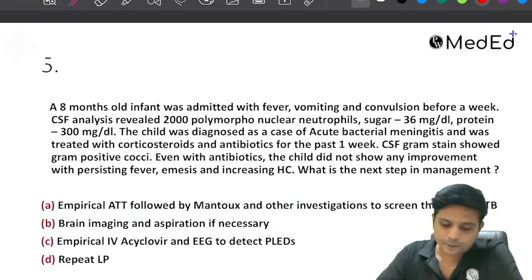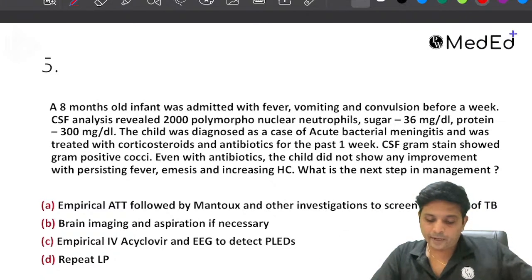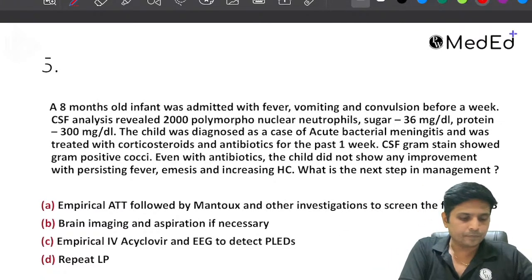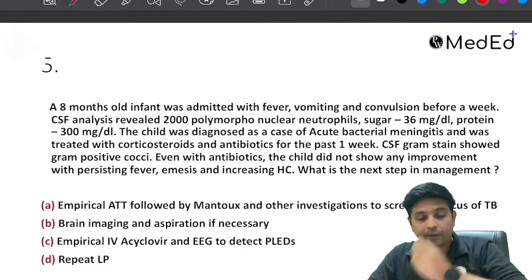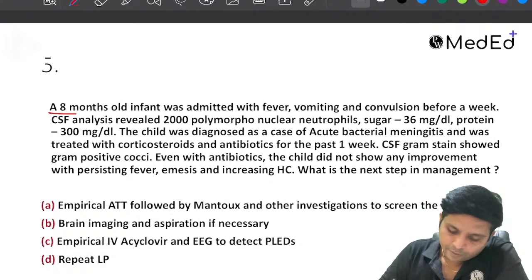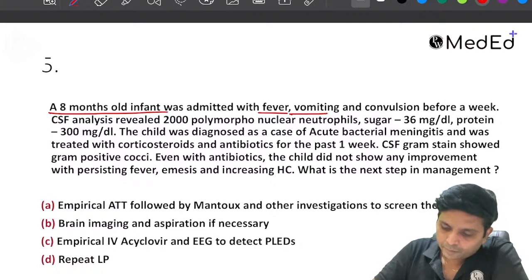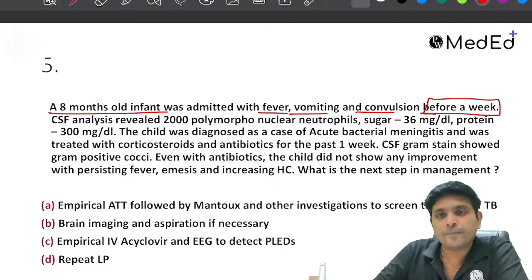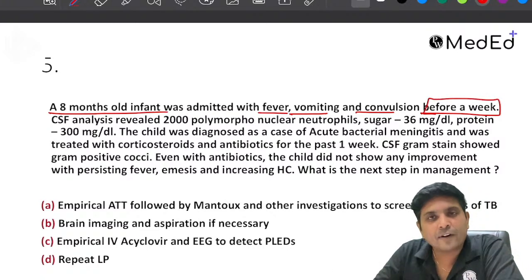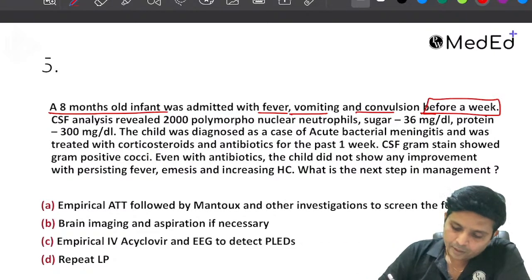Then, what is this fifth question? Let us see. An 8-month-old infant was admitted with fever, vomiting, convulsions a week ago. Look here. Whenever the symptoms are running for more than a week, always you need to think in terms of what? Very good. Tuberculous meningitis. CSF analysis reveals, let us see here.